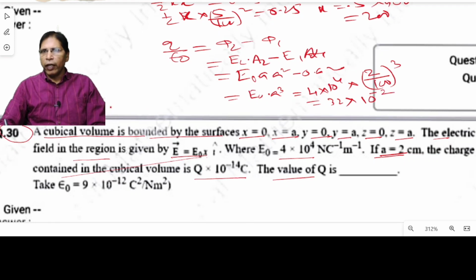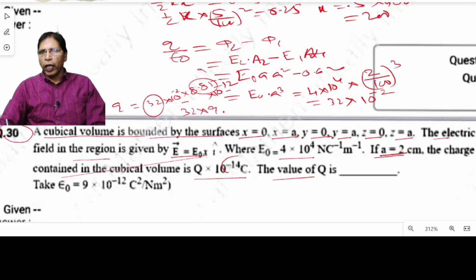Okay, now Q equal to, look at this is the 32 into 10 to the power minus 2 into epsilon naught. This is the 8.85 into 10 to the power minus 12. Okay, this equal to 9. Okay, so look at this is the 10 to the power minus 2 and 10 to the power minus 12. So this is 10 to the power minus 14. So this is the 32 into 9 is the value of Q. This is the 288 is the magnitude of value of Q. So this is the 288.